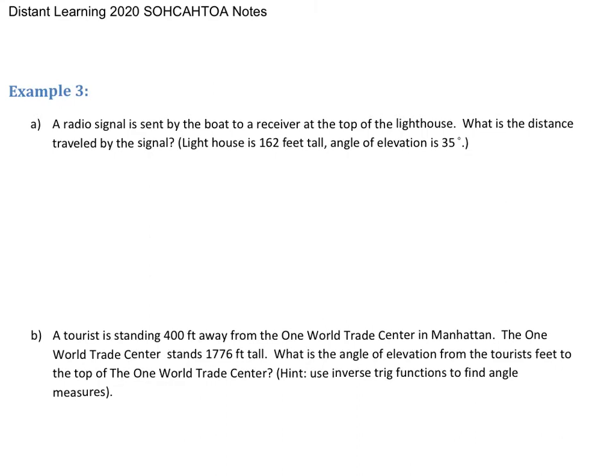So, looking at example 3, part A, a radio signal is sent by a boat to a receiver at the top of a lighthouse. What is the distance traveled by the signal? The lighthouse is 162 feet tall and the angle of elevation is 35 degrees. So if we have our boat over here, I'm going to draw a sailboat. My son always says I'm a really good sailboat drawer, so there it is. And then we're heading to a lighthouse over here, which we'll draw.